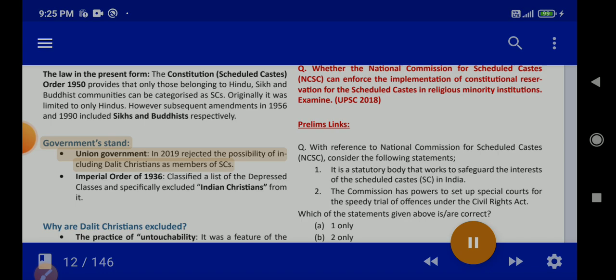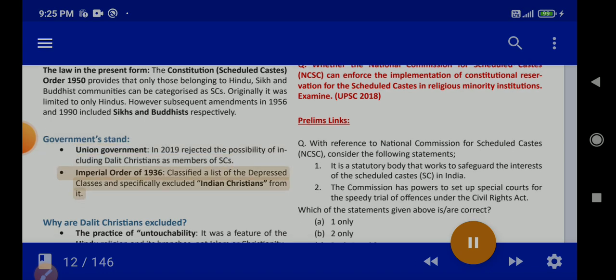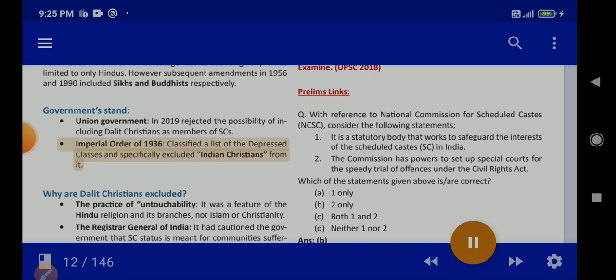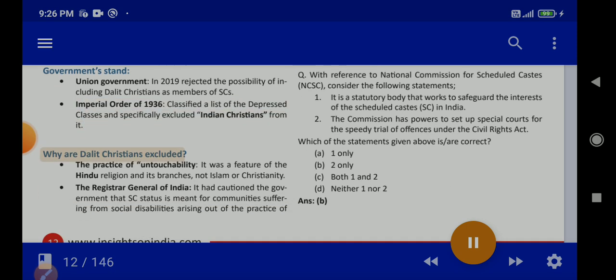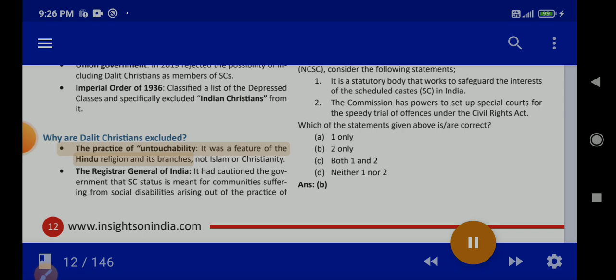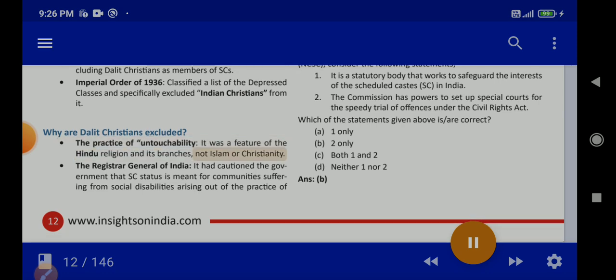Government stand: the Union government in 2019 rejected the possibility of including Dalit Christians as members of SCs. The Imperial Order of 1936 classified a list of the depressed classes and specifically excluded Indian Christians from it. Why are Dalit Christians excluded? The practice of untouchability was a feature of the Hindu religion and its branches, not Islam or Christianity.